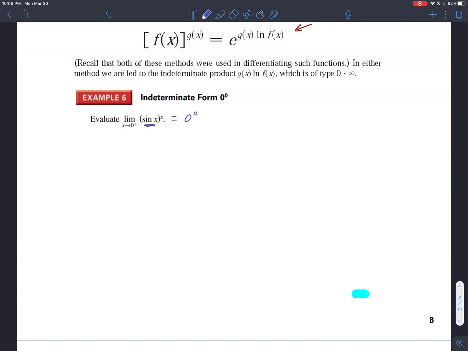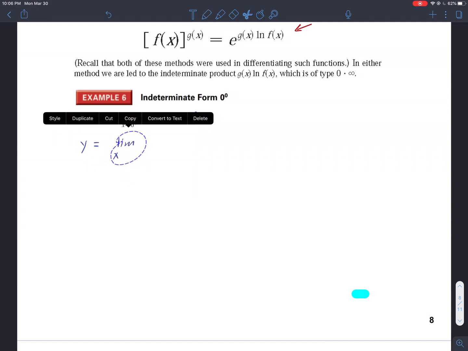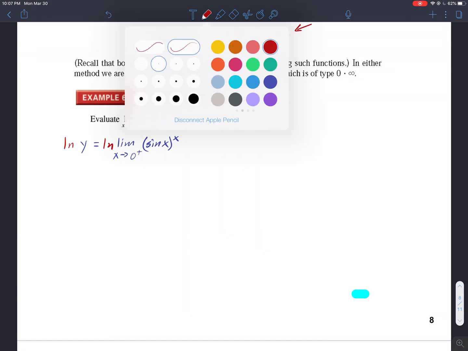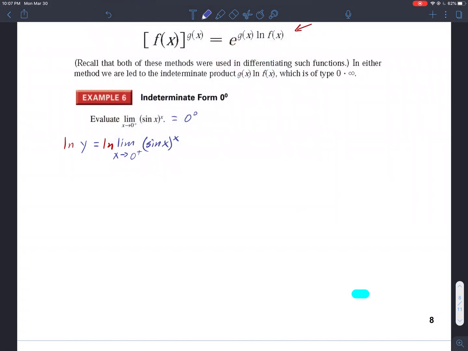But the dead giveaway is that we have a function of x raised to a function of x. And when you have those two things, you're going to end up saying, all right, this limit equals y. All right, y is equal to this whole limit. And then I'm going to evaluate the natural log. So we take the natural log of both sides. If I do that, then it allows me to pull this x in front.